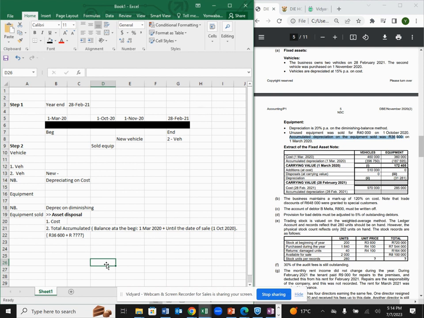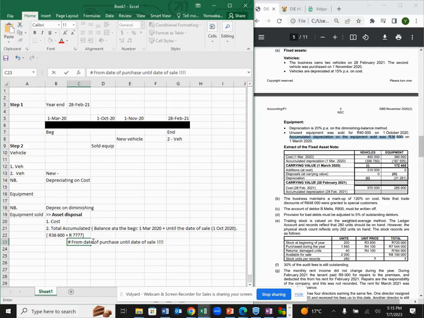To make it easy for yourself, you always need to ask yourself the question: what was the accumulated depreciation of this asset from the date of purchase up until the beginning of this period? And then from the beginning of this period up until the date of sale. Guys, this is a two-step calculation. Please write this down so that you can have notes: date of purchase until date of sale.